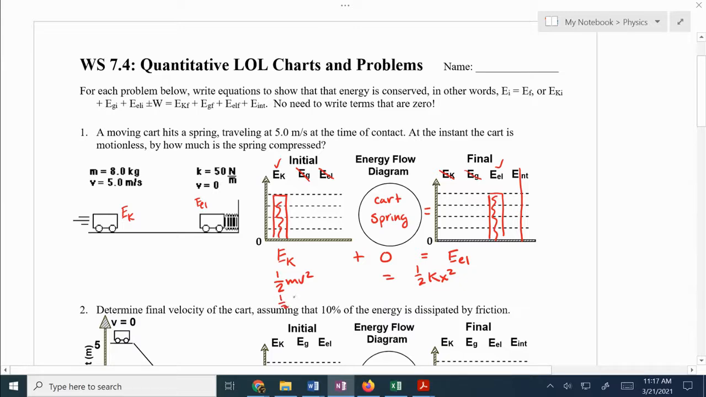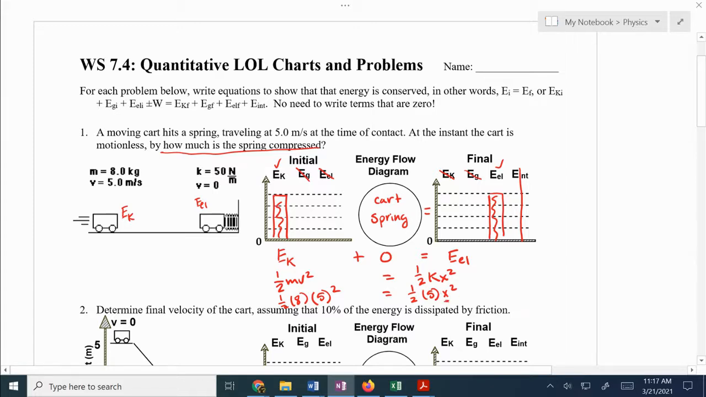So that's going to give me 1/2 times 8 times 5 squared equal to 1/2 times 50 times x squared. And I am solving for how much the spring is compressed, so I'm solving for the x here.